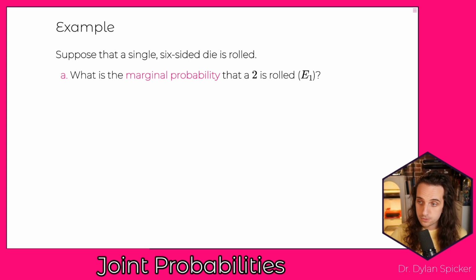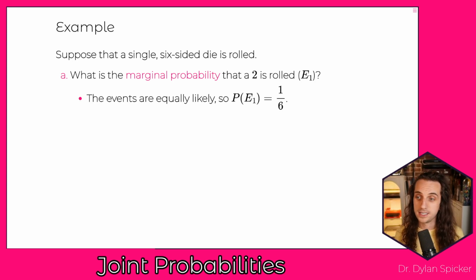What is the marginal probability that a 2 is rolled? Okay, so what's the probability that we get a 2? Now, it's not a trick question here, right? There are 6 possible outcomes. One of those is a 2, and so we know the probability has to be 1 out of 6. So we say the marginal probability of E1 is 1 out of 6.